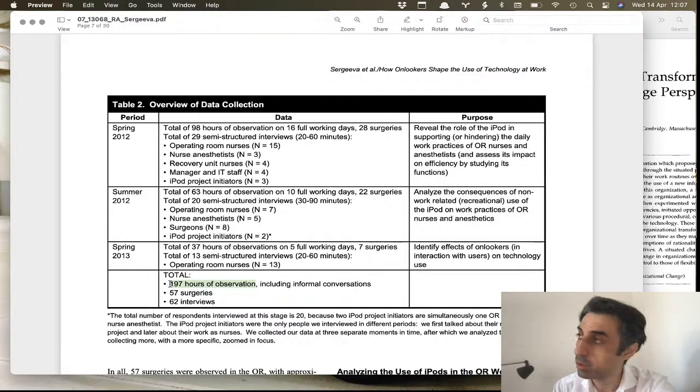So if you think about it, let's say it's six hours a day. This is a month and a half, not even a month and a half of observation, right? I mean, for example, compare it with my ethnography, which is 15 months, right? But notice how they have the N here, and they end up having 57 surgeries, okay? So the big N here are the surgeries.